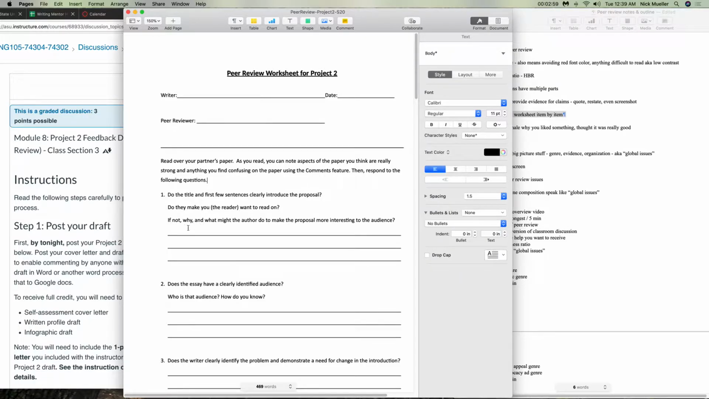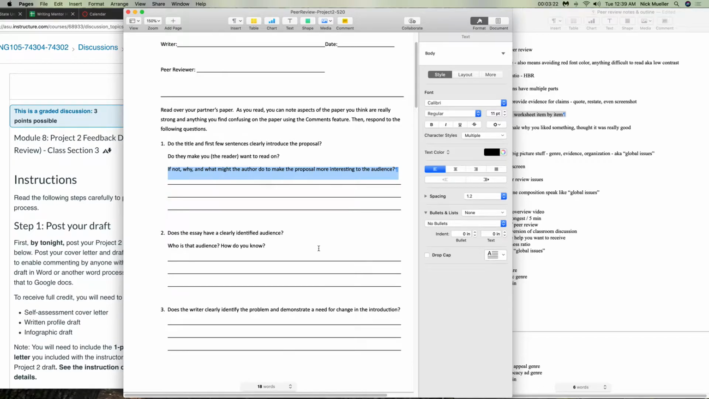Some common issues here are too general or generic a title. The title doesn't coincide enough or feature the group enough or the community issue you're concerned with for Project 2.